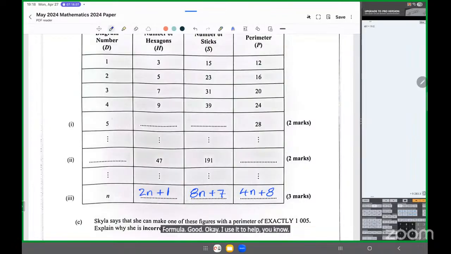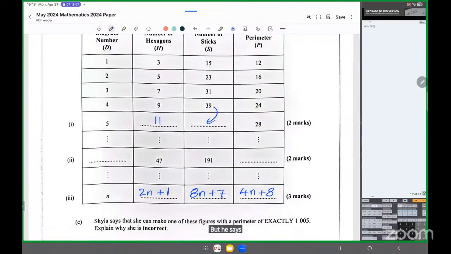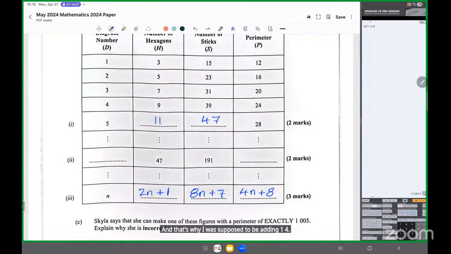So for figure 5, you can put a 5 on here. 2 times 5 is 10. Then I add 1 to make 11. For the next shape, just add the next value to this, I get 11 anyway. For this one, just add 8 to this. 39 plus 8 is 47. If I put the 5 down here, 8 times 5 is 40 plus 7 is 47. And this one was supposed to be adding what? 4. The 4 is already added. So we're good to go.